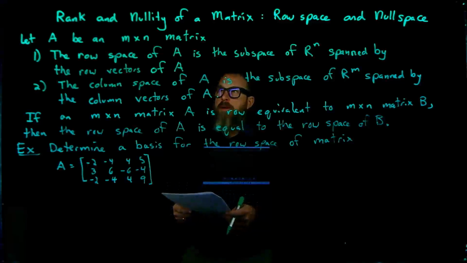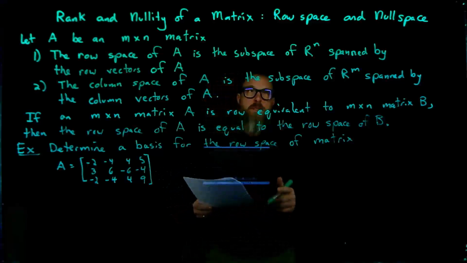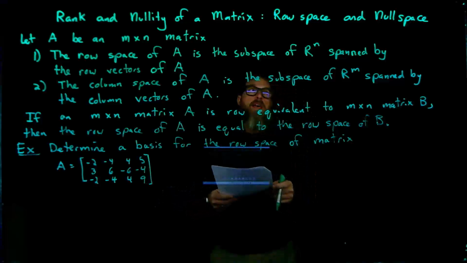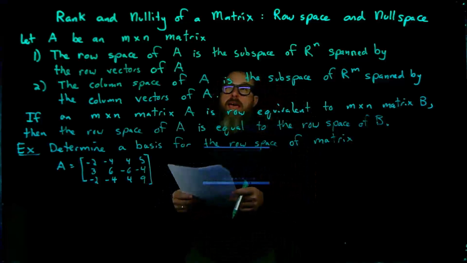I'm Professor Van Hamlin. I'm going to cover rank and nullity of a matrix, and specifically I'm going to cover the row space and the null space of a matrix A.